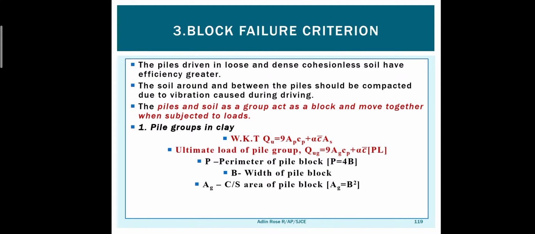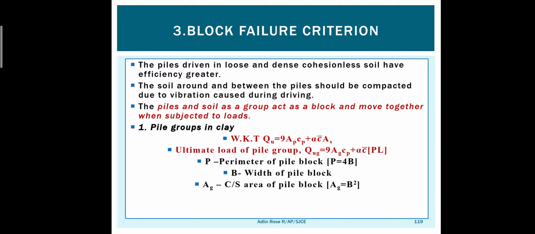And then Cp is the cohesion at the end of the pile, and alpha is the adhesion factor. If it is not given, we assume it to be 0.4 to 1. Then we have C bar, which is the cohesion along the length of the pile. And then we have another area, that is the perimeter area.